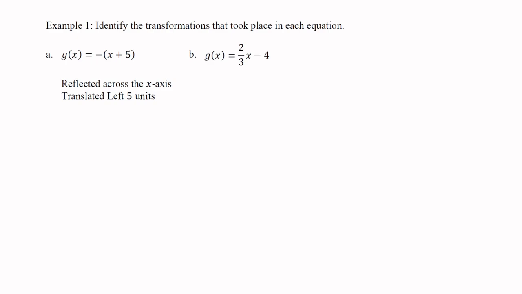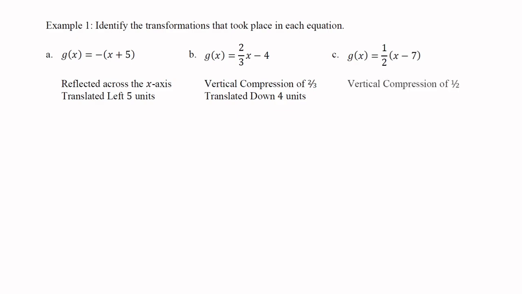In this one, we have a 2/3 out in front, so that tells us that we have a vertical compression of 2/3. And then the minus 4 is not within a parentheses, so this is a translation down 4 units. 1/2 tells us that we are compressed by 1/2, and then the -7 in the parentheses tells us that we're translated right 7 units.